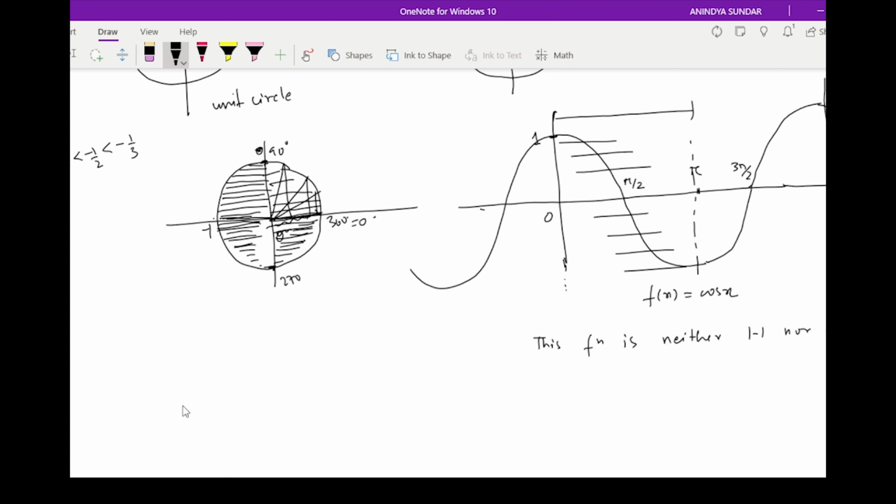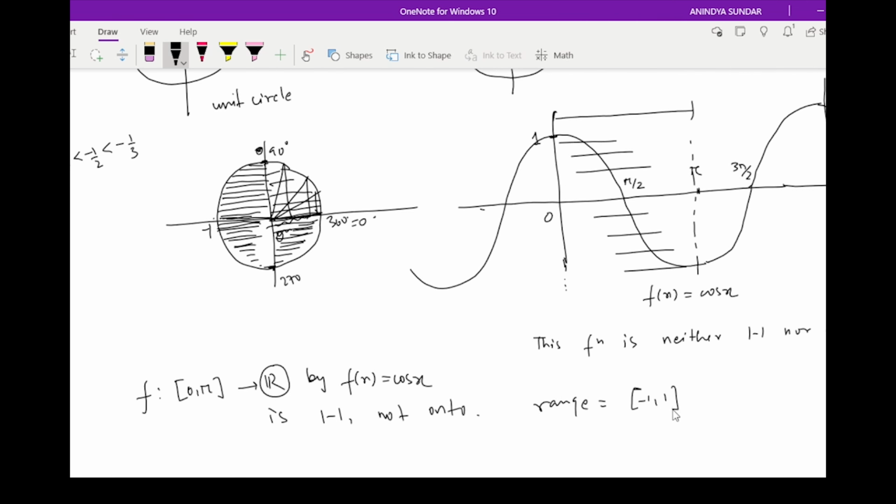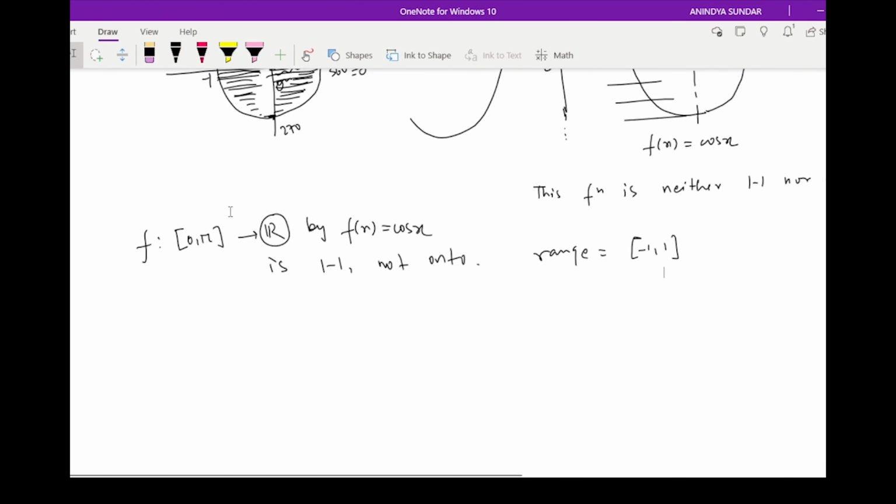If I restrict the domain from 0 comma pi to R, then this function is one-one. Is this function onto? No, not onto. Why? Because the codomain is R and the range is from -1 to 1. Since the codomain and range are not the same, I cannot say that this function is onto.